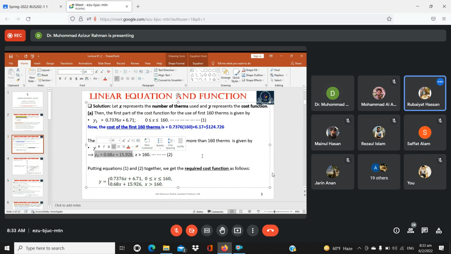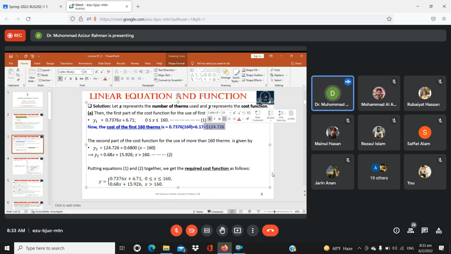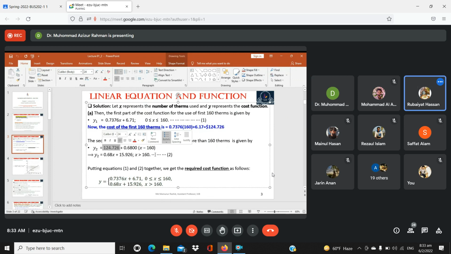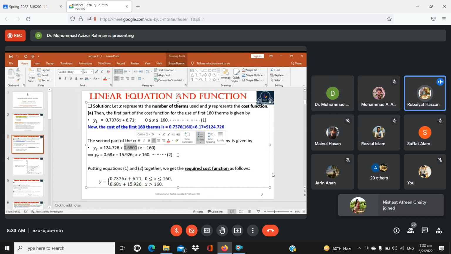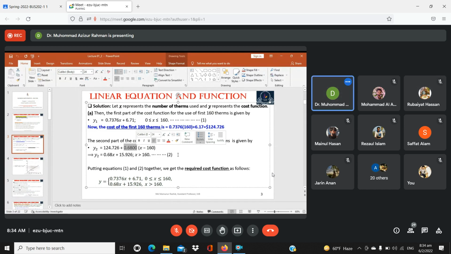Sir, 124.726, is it marginal cost? Yes, for the first 160, you have to pay this. Got it. Then for the exceeding therms, you have to pay a different charge. So if the number of therms increases beyond the given number, then we use marginal cost to determine the total cost. Yes. Okay.